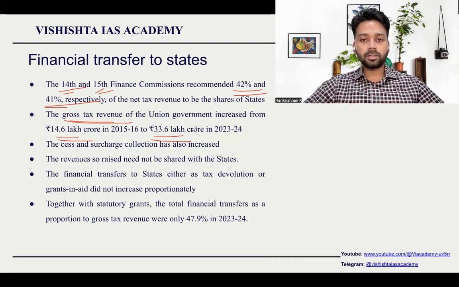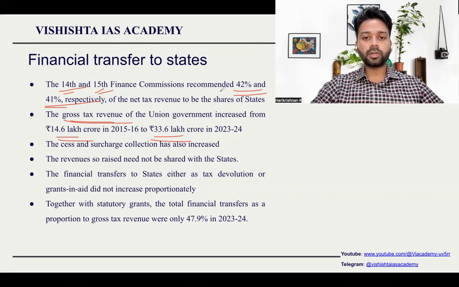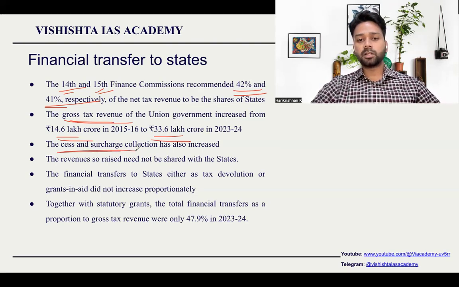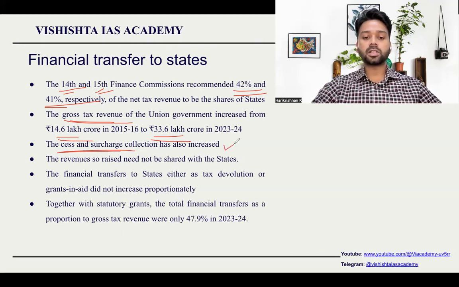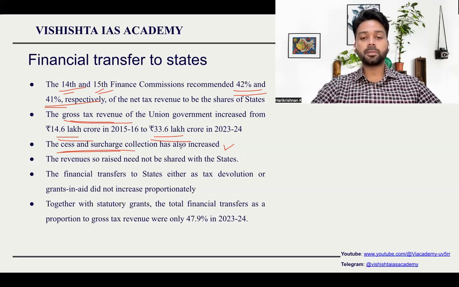Even though the amount of tax collection for the center has increased, reports clearly tell that it is the cess and surcharge which has increased to a greater extent. The problem here is that cess and surcharge are not to be devolved to the states. Cess and surcharge can be kept by the central government for its own purposes. It does not have to send the money to the states. So this is again a problem for fiscal federalism.